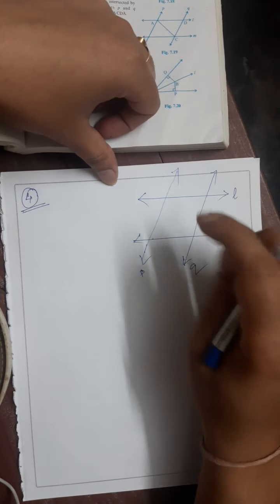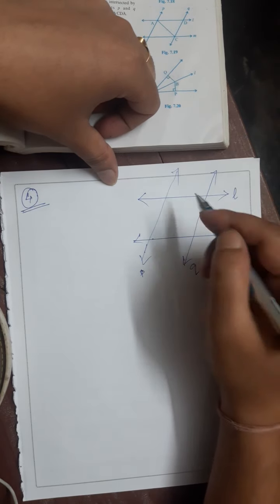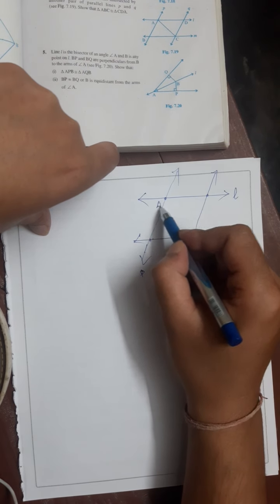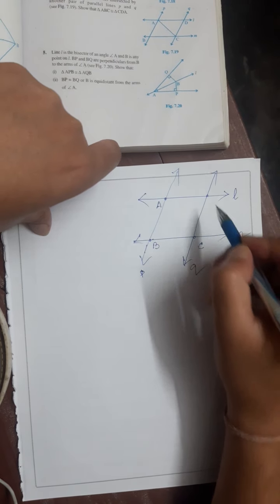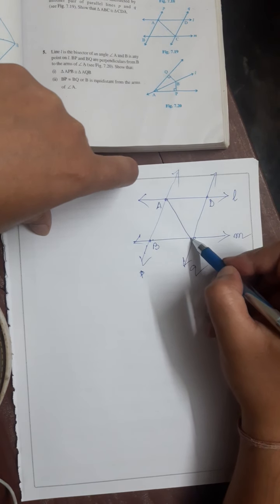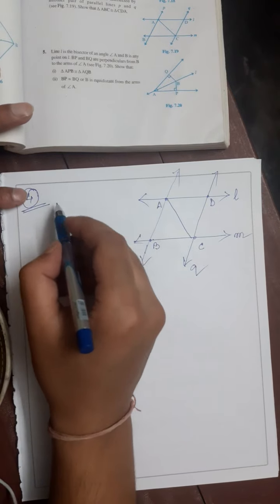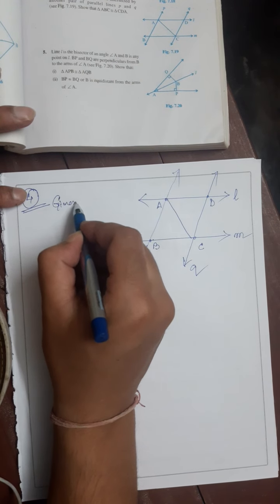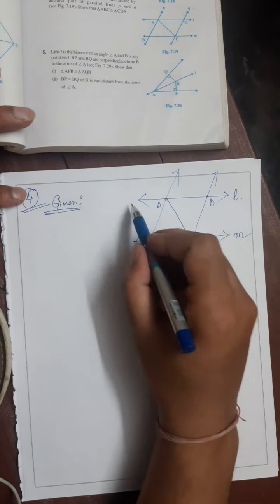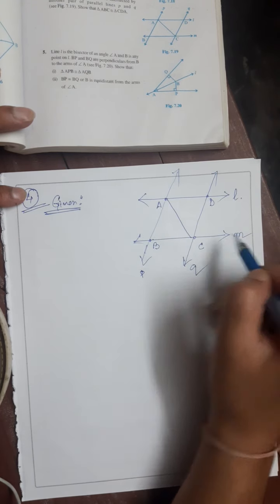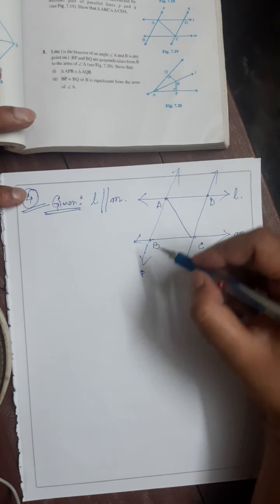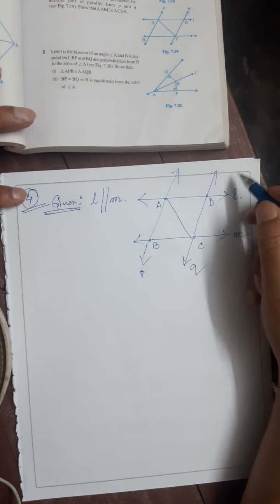Now these two pairs of parallel lines intersect at 4 points. These 4 points are A, B, C and D, and we have joined AC. These things are given. So what is given? L is parallel to M. This line name is L and this line name is M. So L is parallel to M. Second, P is parallel to Q.